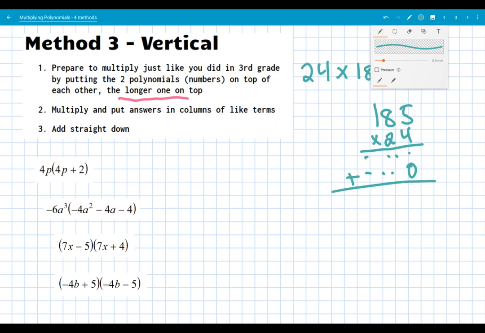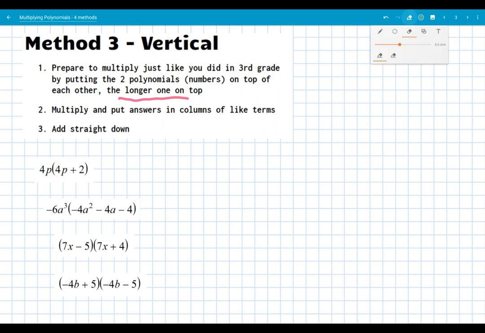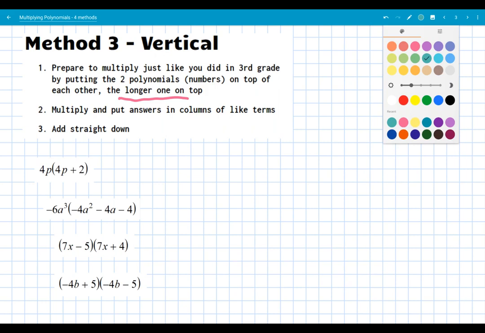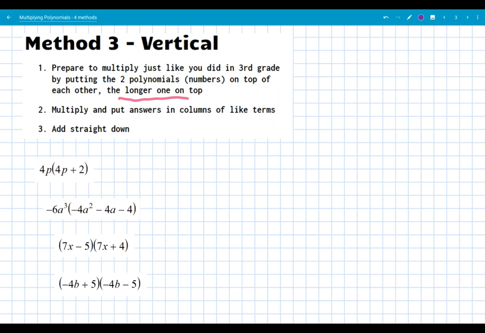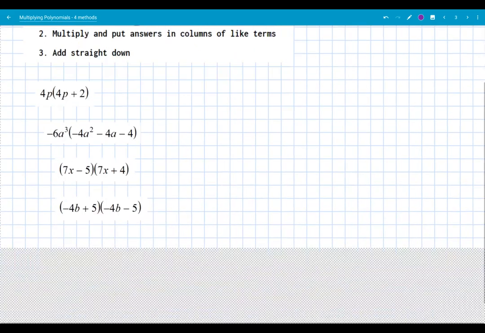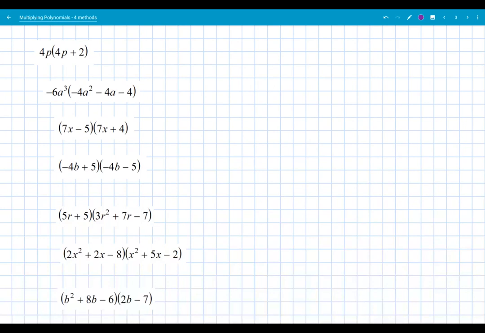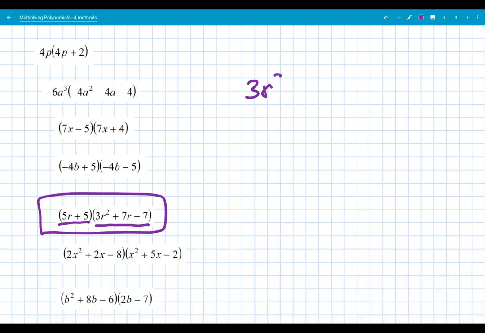First, I'm going to erase this original note so I can have some space to write. And I'm going to pick one of these. I will try, which one? Let's do this one. So this is the trinomial. I will put it on top. The binomial I will put on bottom. 3r squared plus 7r minus 7. 5r plus 5.